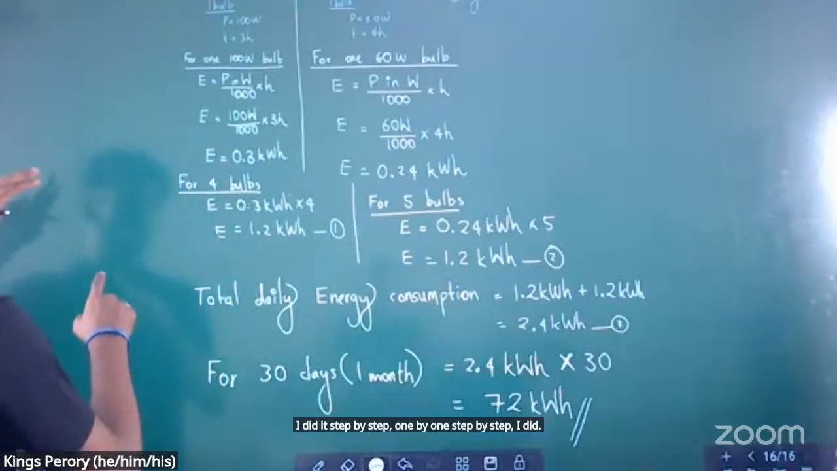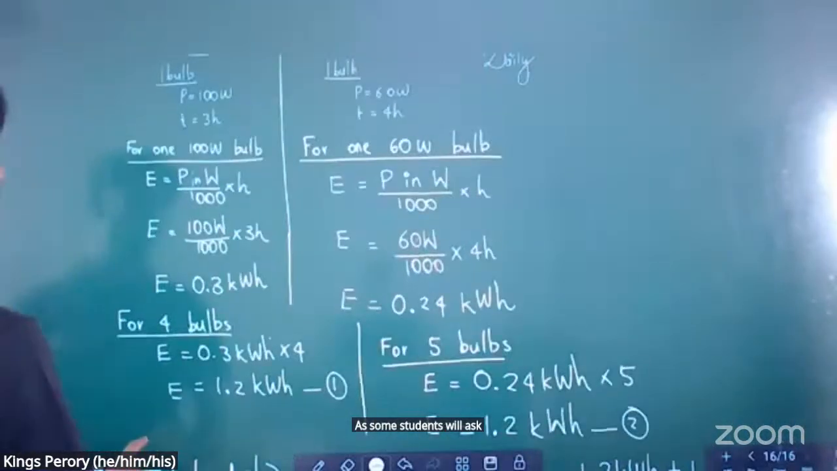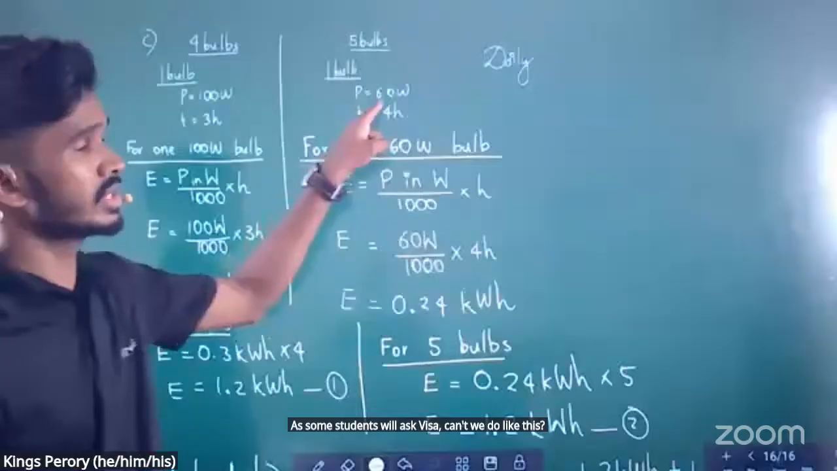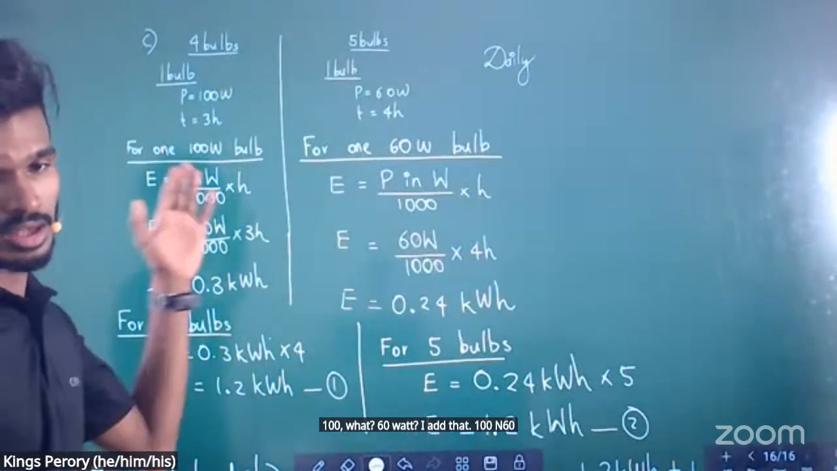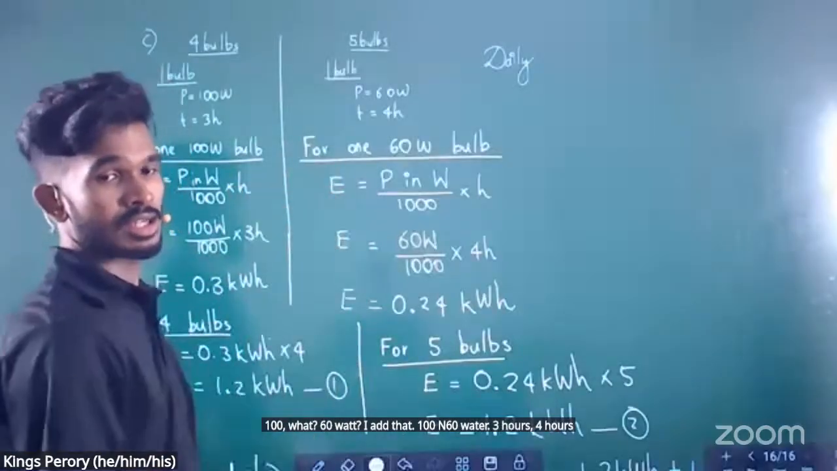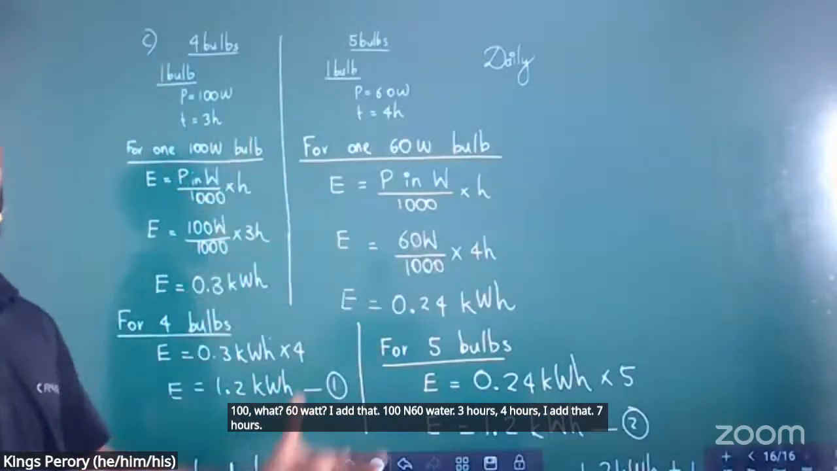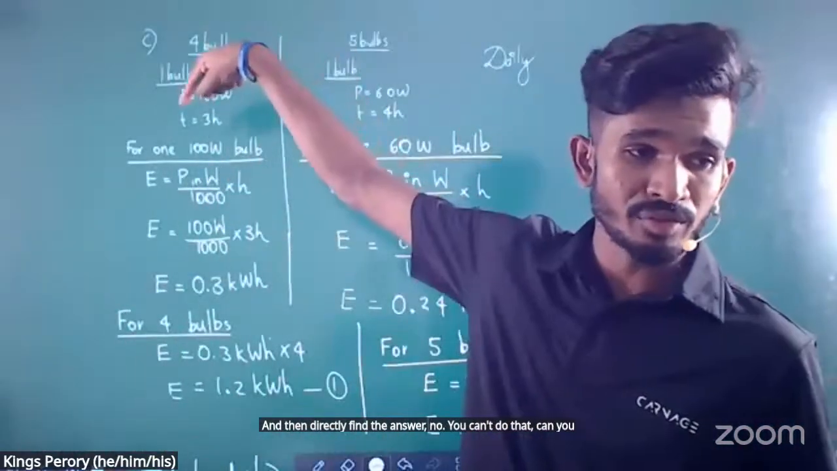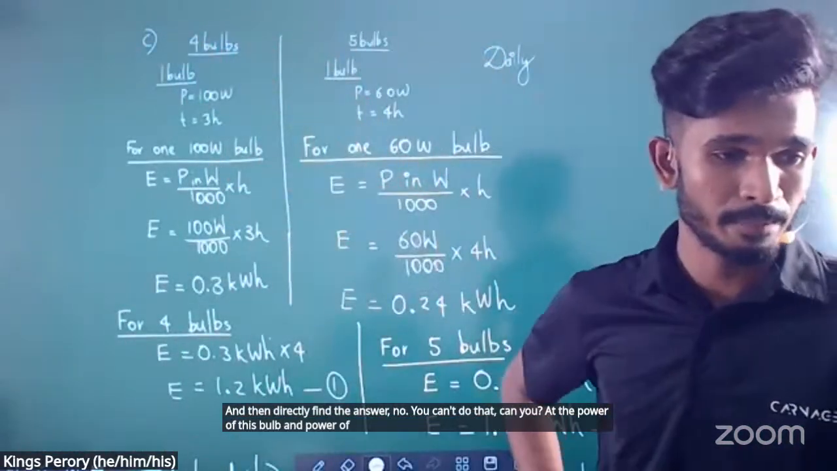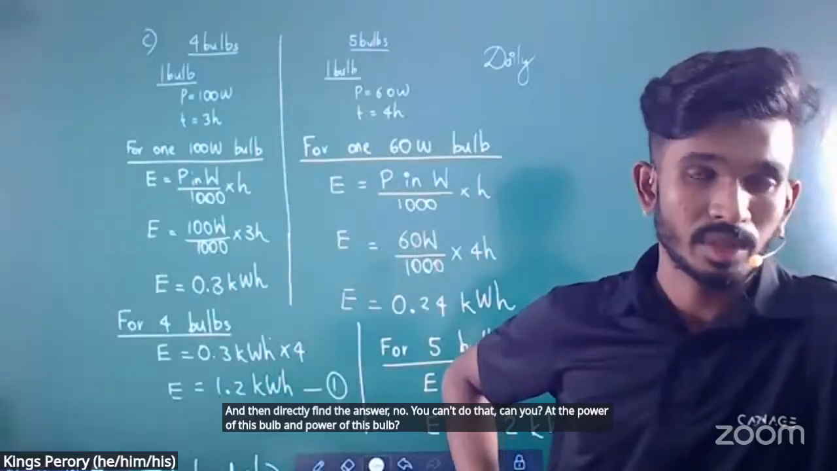Now some students will ask me, sir, can't we do it like this? 100 watt, 60 watt, I add that, 160 watt. 3 hours, 4 hours, I add that, 7 hours. And then directly find the answer. No, you can't do that. Can you add the power of this bulb and the power of this bulb? Can you add the powers?